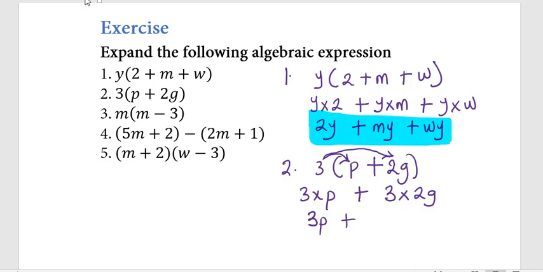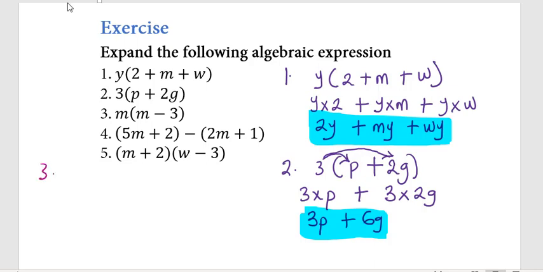Plus 3 multiplied by 2g. First of all, 3 multiplied by 2 is what? 6, and then g will just join. You know, when you multiply values and variables, they just come together. So here we have 3p plus 6g, and that's very simple. Let's go for the third question.